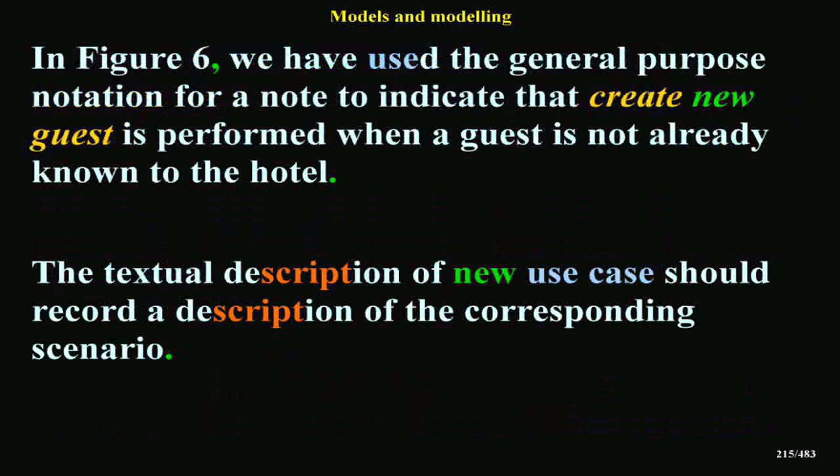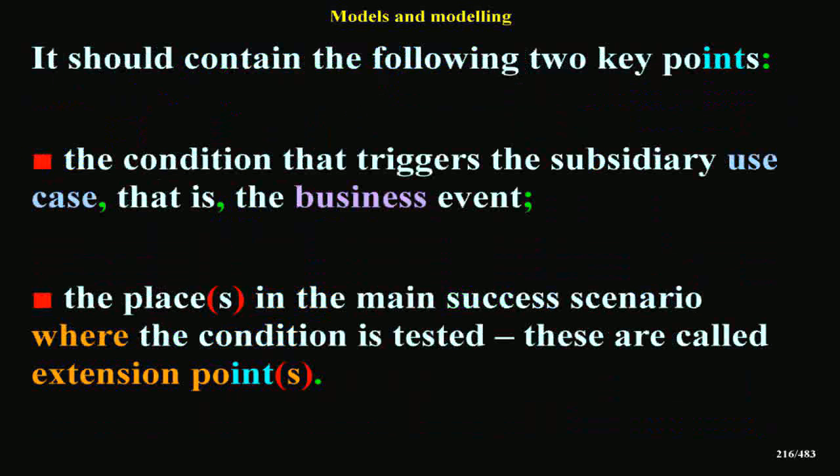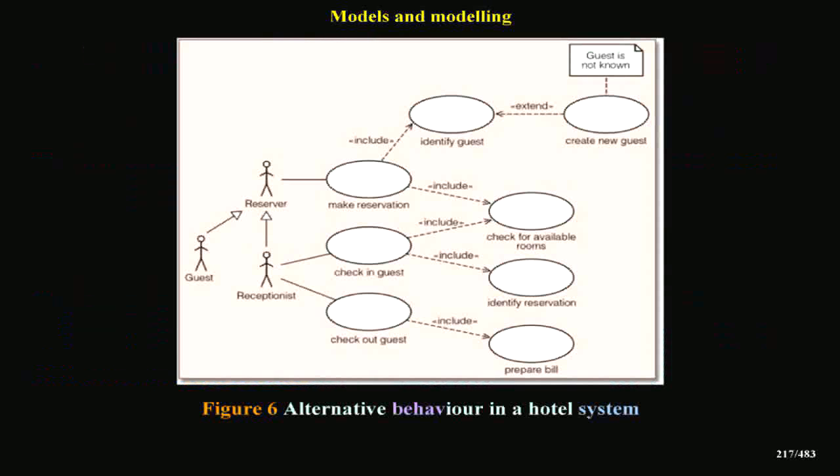The textual description of the new use case should record a description of the corresponding scenario. It should contain the following two key points. The condition that triggers the subsidiary use case, that is, the business event. The place in the main success scenario where the condition is tested. These are called extension points. Figure 6: Alternative behavior in a hotel system.